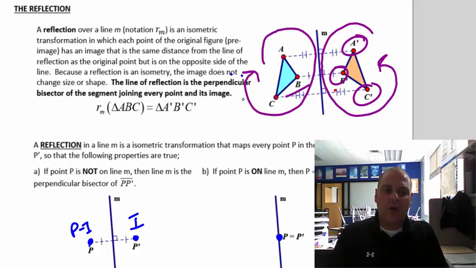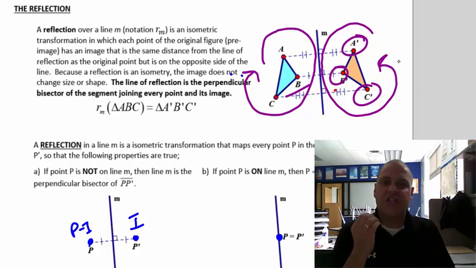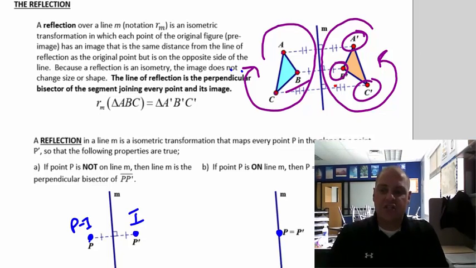This is going clockwise, A, B, C. See how it's clockwise? A prime, B prime, C prime is counterclockwise. So you can see that the orientation is changing. The order is changing. Orientation is just the order.